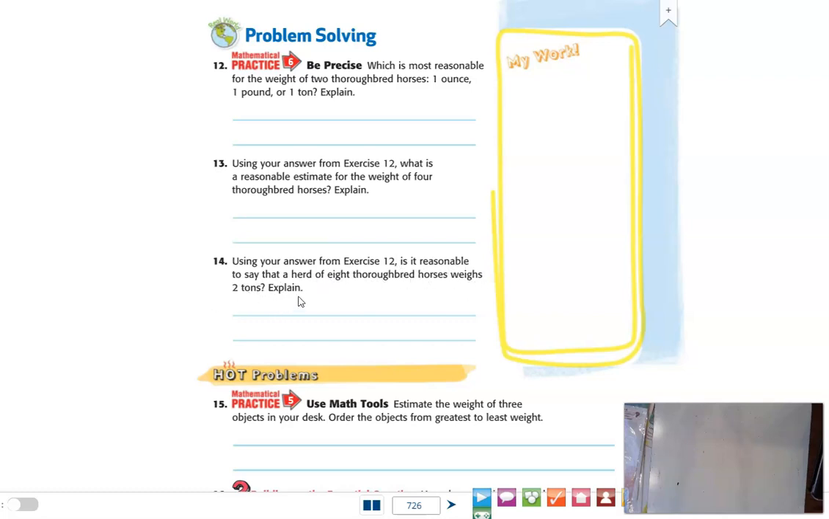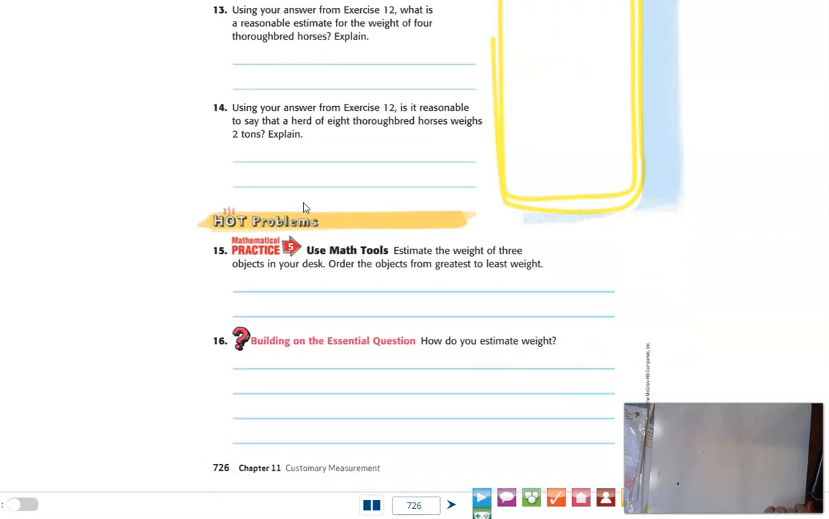So do the math on that. You can draw a visualization here. 8 horses. Don't spend your time on the drawing. You can draw little circles. How many tons would be for 8 horses? You might refer back to this to see how 8 compares to that.